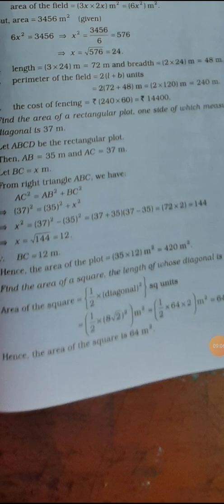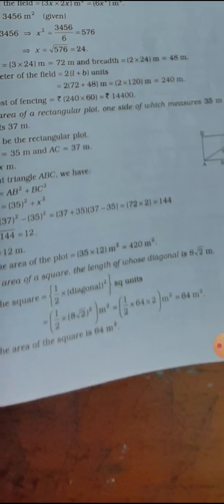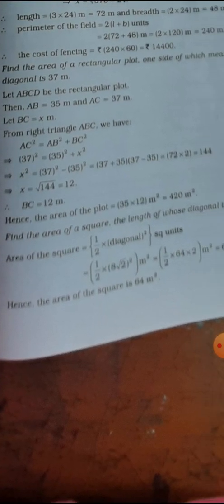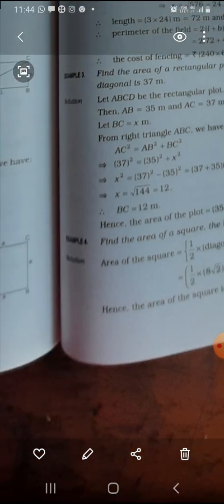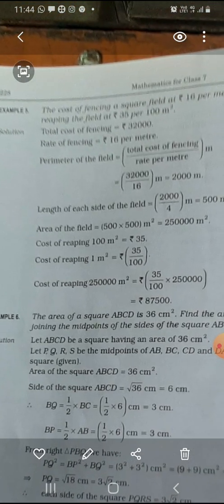Now in the next question, find the area of a square, the length of whose diagonal is given. The length of the diagonal is given, you just have the formula: area of the square is equal to half into diagonal square. Having the formula you can find it out.